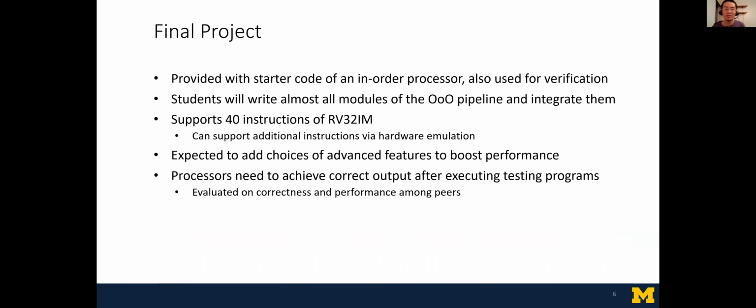We provide students with the in-order processor as starter code. In fact, they already need to modify it as one of their individual projects. They can reuse anything from it, notably the decoder, and they'll use it to verify their own design. Students will still write almost all parts of the out-of-order pipeline and integrate them. Their CPU needs to support RV32IM without the system calls and a couple instructions that we have special uses for, and they will add advanced features, which we'll talk about next, to improve performance. Their design needs to correctly execute programs, and they're evaluated on performance against their peers.